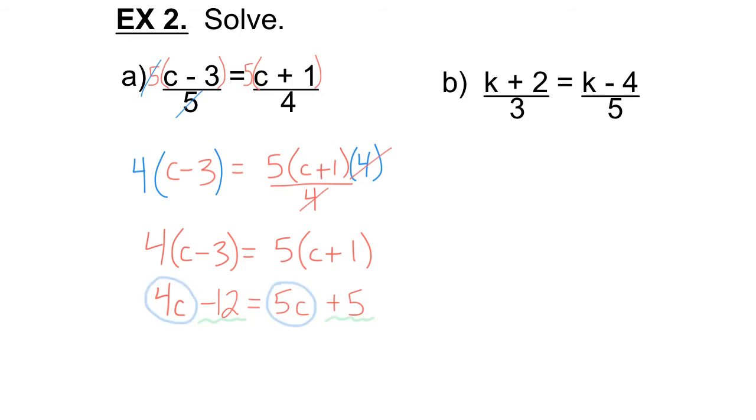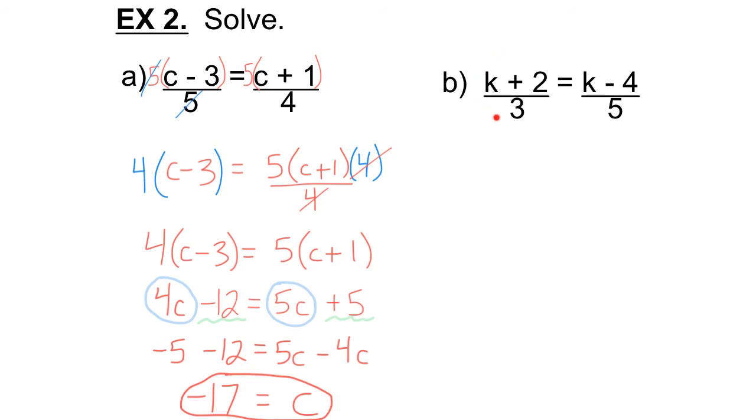Now I need to collect my like terms, simplify, and solve. So c is equal to negative 17. On the next example, it's very similar. We have two fractions. One is over 3, one is over 5. Using the same process as I did over here, why don't you pause the video and try to solve this one?